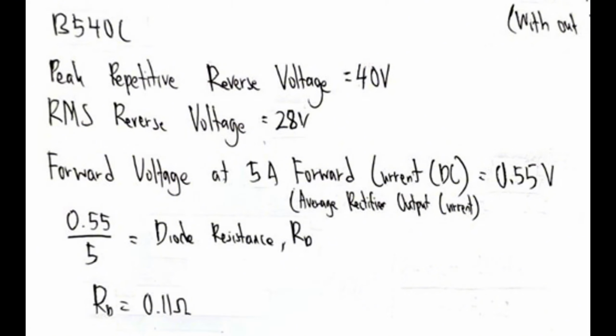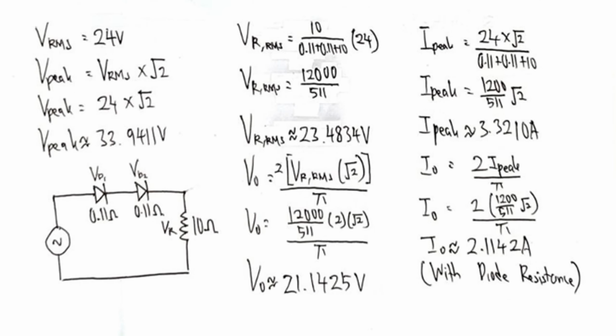Next is the calculation of the type of diode we choose, that is B540C. For this diode, the peak repetitive reverse voltage equals 40 volt, and the RMS reverse voltage equals 28 volt, and the forward voltage at 5 ampere forward current equals 0.55 volt, and lastly the diode resistance equals 0.11 ohm. And this is the calculation result for the B540C diode.